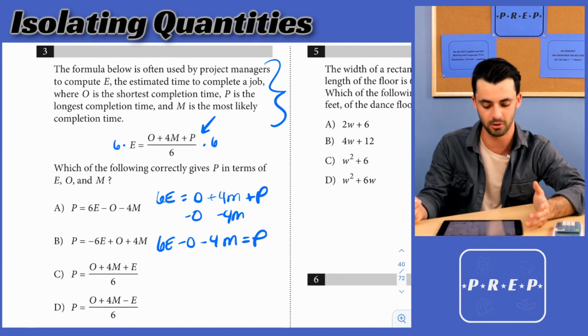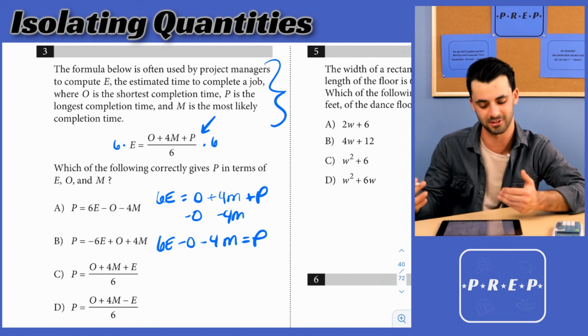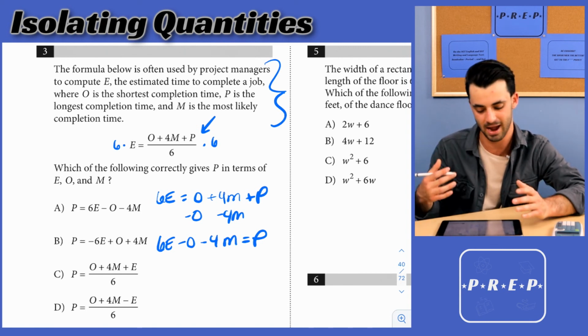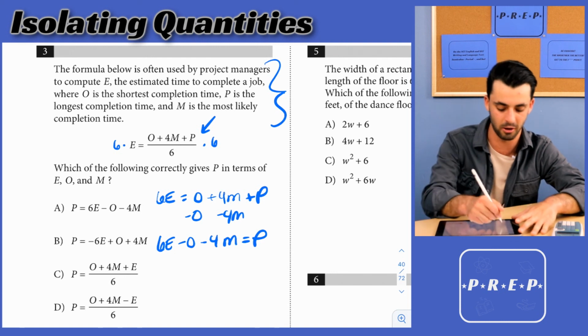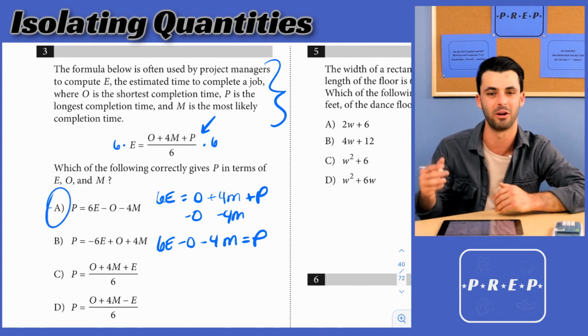Let's take a look at our answer choices. A says P equals 6E minus O minus 4M. That matches what I just got here, so we are, in fact, ready to answer this problem. Our answer here is A, and we are done.